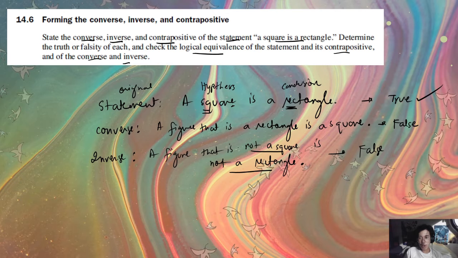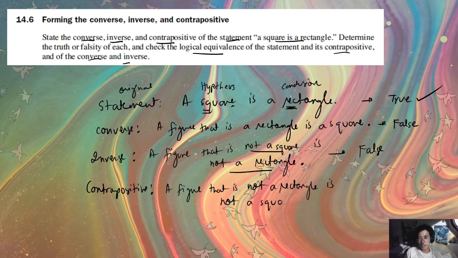Okay, then we have the contrapositive for this one. So what's the contrapositive of our statement? Again, we have to interchange the conclusion and the hypothesis, and then we have to negate them. Okay, so for this one, a figure that is not a rectangle is not a square. Now, from this statement, we can say that this is true. Why is it true? A figure that is not a rectangle is not a square.